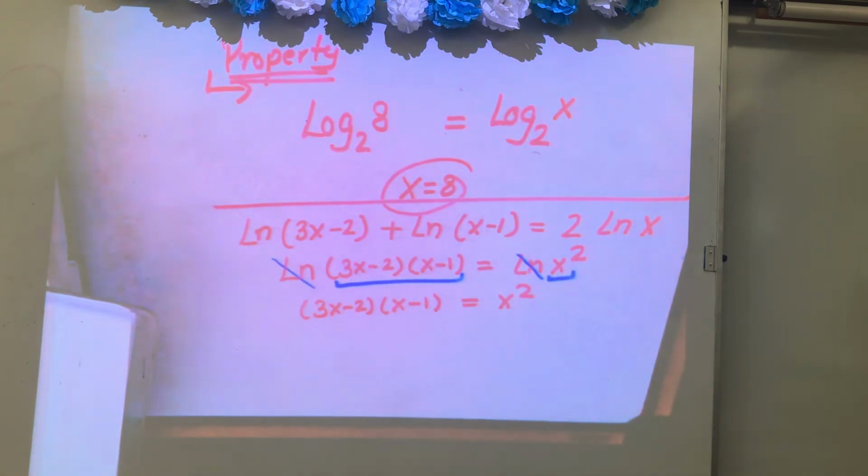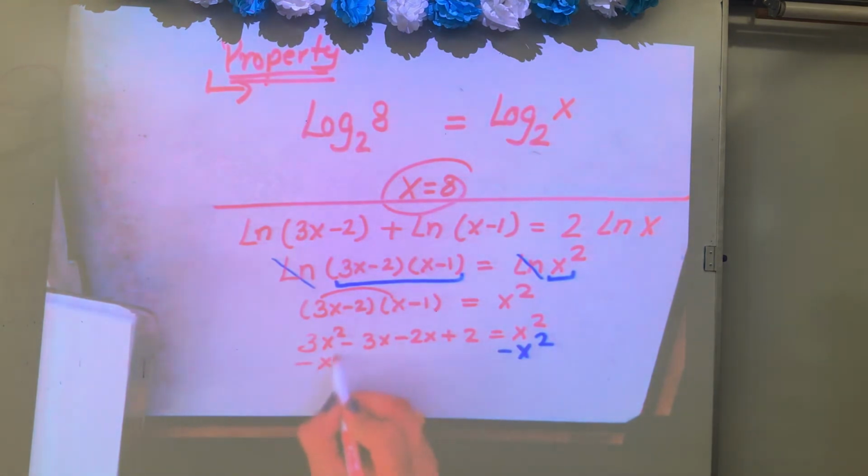Now just solve. So first I would distribute. Let's distribute 3x to the second: 3x squared minus 3x minus 2x plus 2, and it's equal to x squared. This is definitely going to be a quadratic function, so let's get everything on the same side and combine like terms. So this becomes 2x squared minus 5x plus 2, and it's equal to 0.